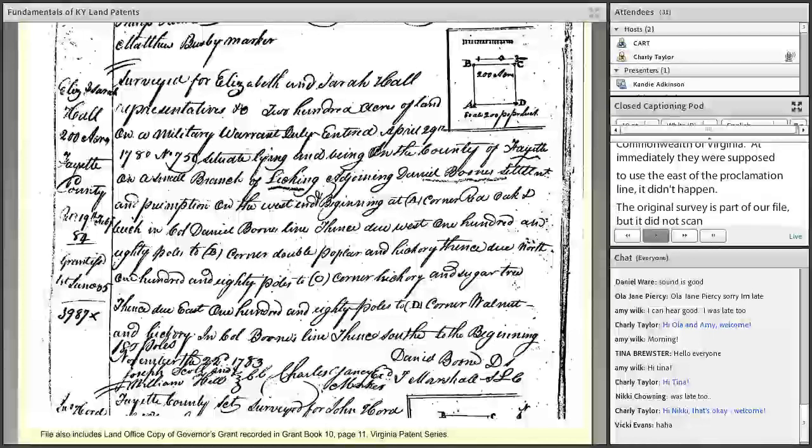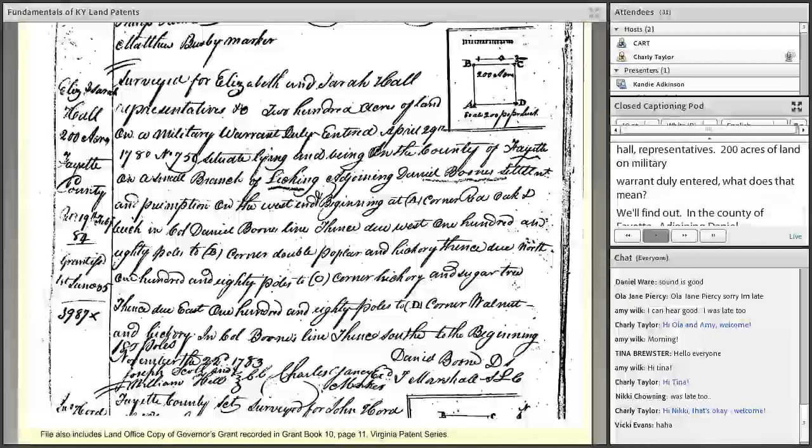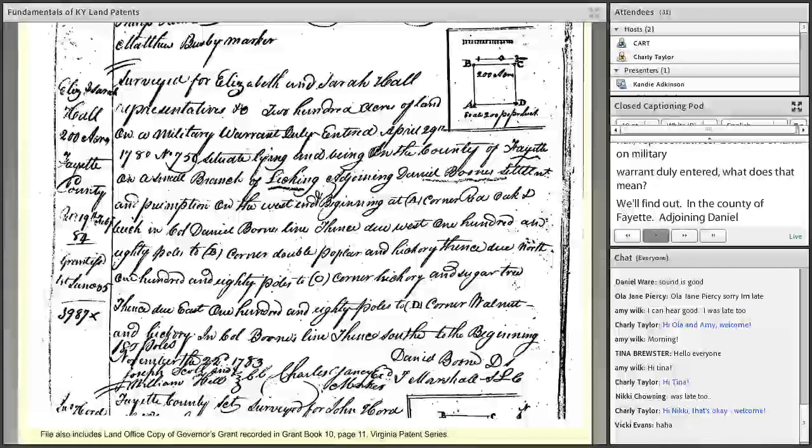The original survey is part of our file, but it did not scan very well for this presentation, so I have included the land office copy recorded in the land office survey book for the 200-acre survey that was done for Elizabeth and Sarah Hall, representatives. 200 acres of land on a military warrant, duly entered. What in the world does that mean? We'll find out. Lying and being in the county of Fayette on a branch of Licking, adjoining Daniel Boone's settlement. Then we proceed with the meets and bounds description.